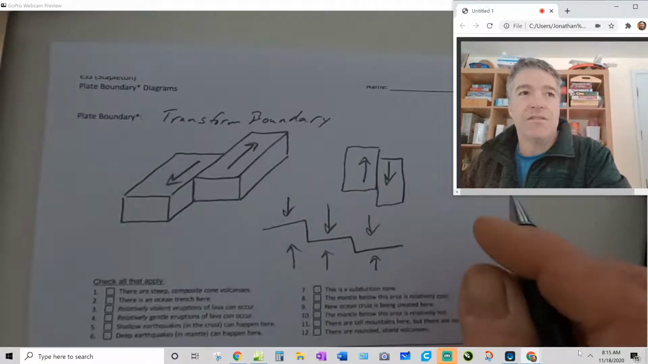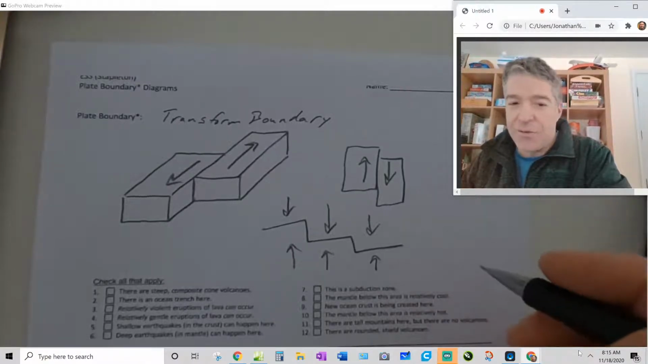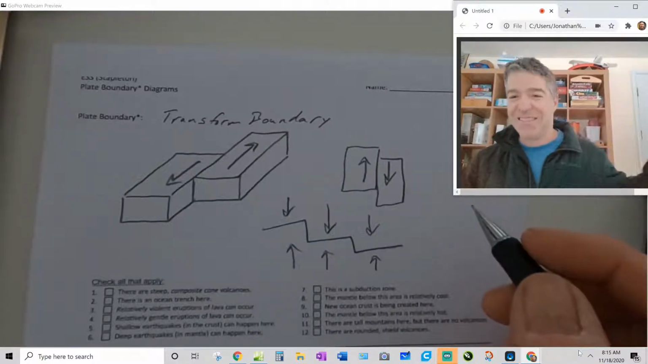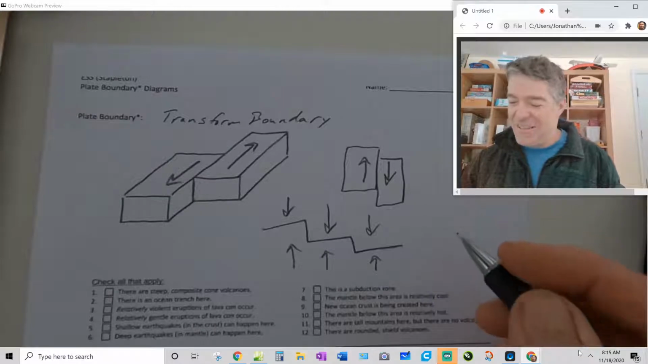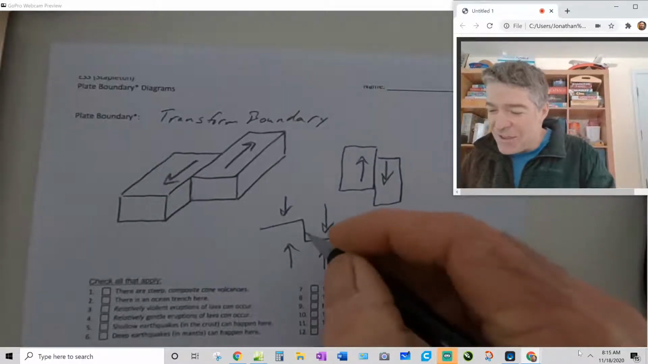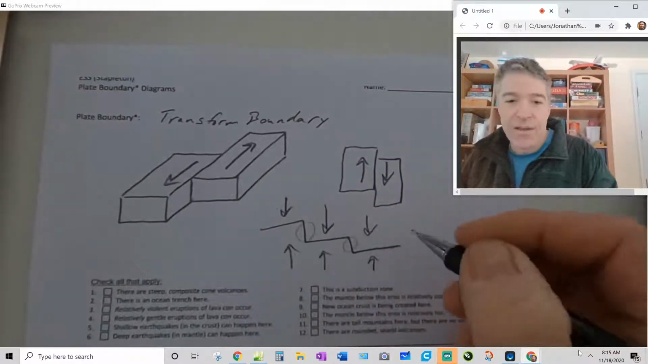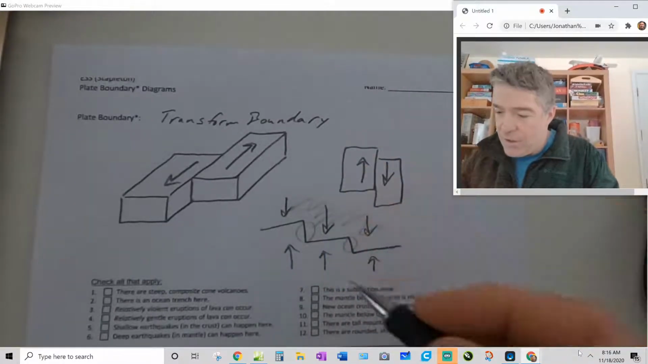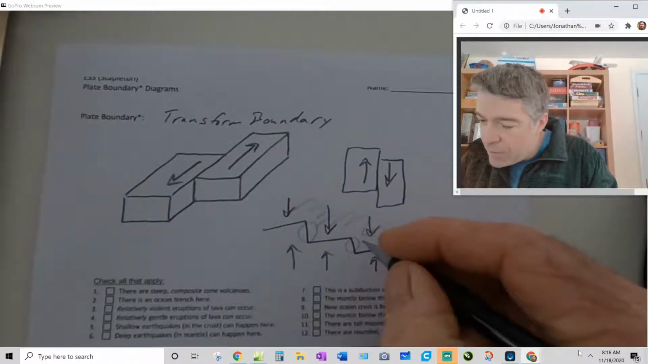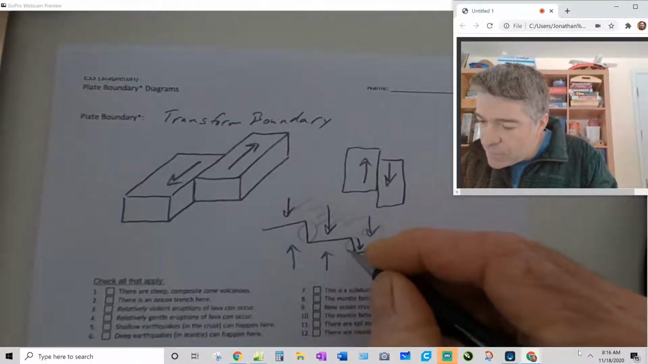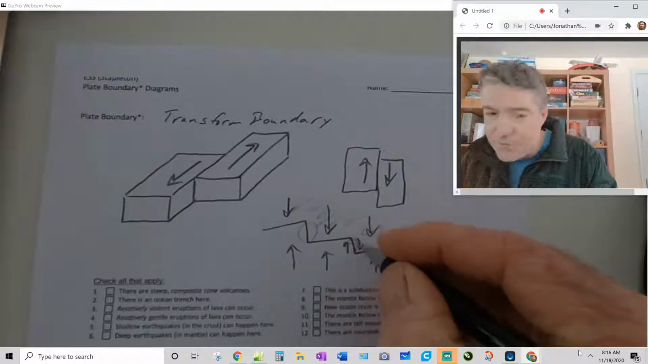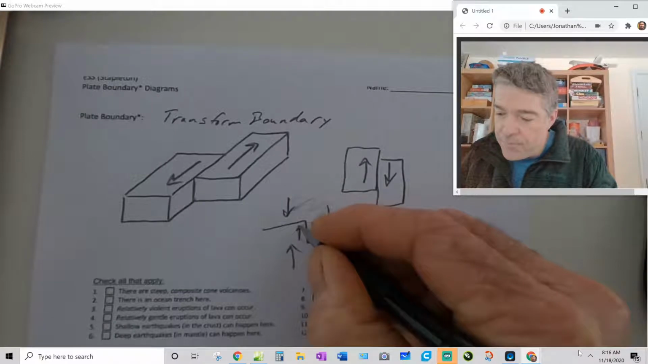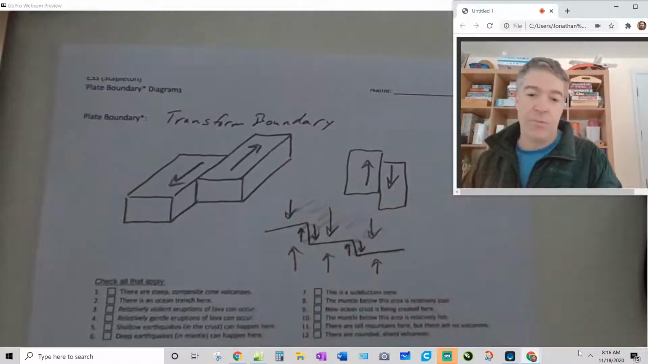Just speak out if you see the hidden transform boundaries. Anybody? If you see them, just say, I see them. I see them. All right, good. So hopefully this is what you see. There's one here and there's one here. Because if this plate is moving down and this other plate's moving up, then right along here, this is moving down and that's moving up. So there we've got a transform boundary. And right here, this is moving down and this is moving up. So right there we've got another transform boundary.